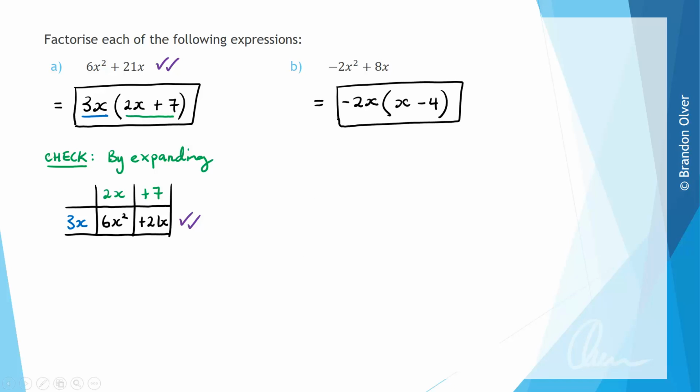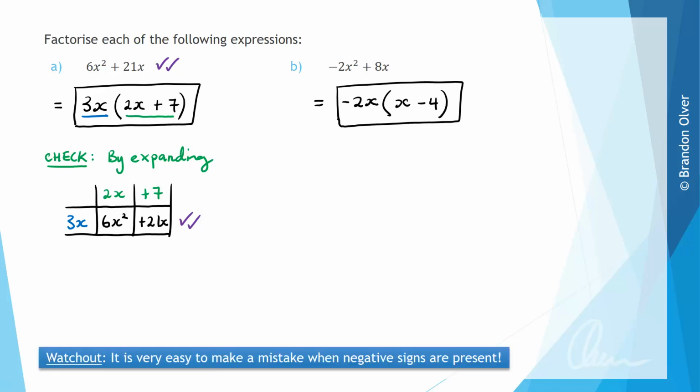So we won't check this one, but I'm pretty confident that that is the factorized form for part B. And down the bottom is just that sentence to watch out, because it's very easy to make a mistake when negative signs are present when we're factorizing.